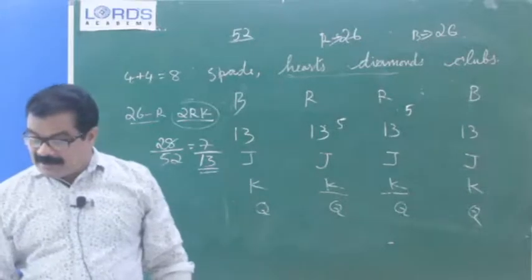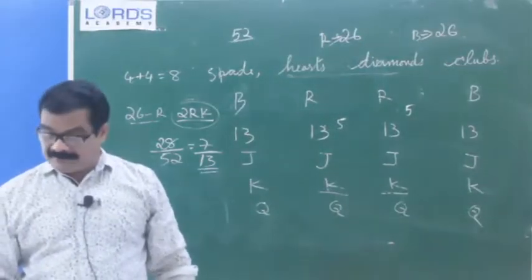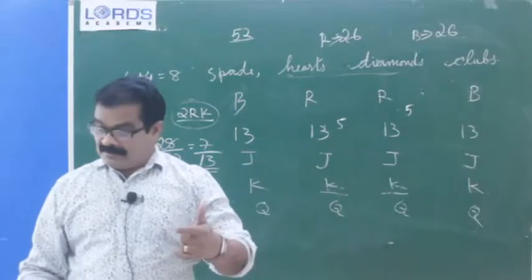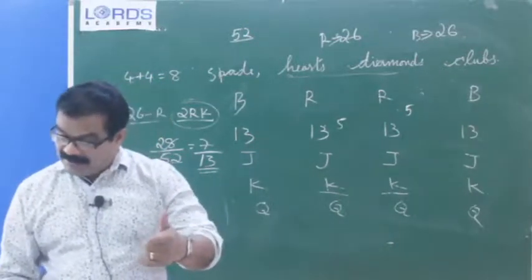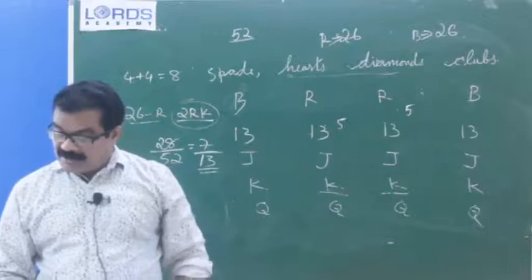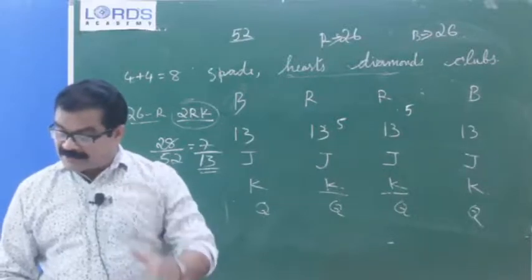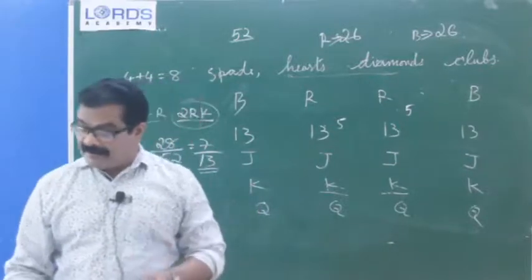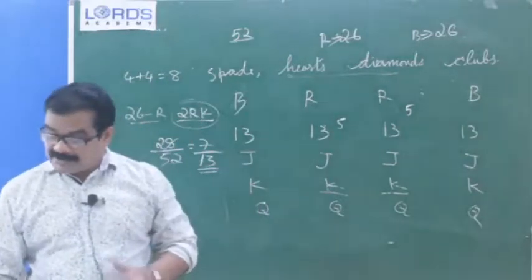Then what will be the probability of getting white? 3 by 16, okay. 3 by 16. Probability of getting not white, please tell me, not white. You subtract: 13 by 16, okay.